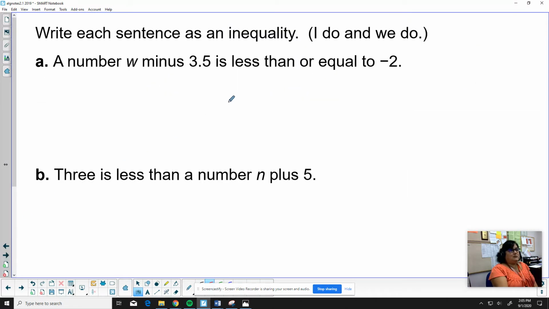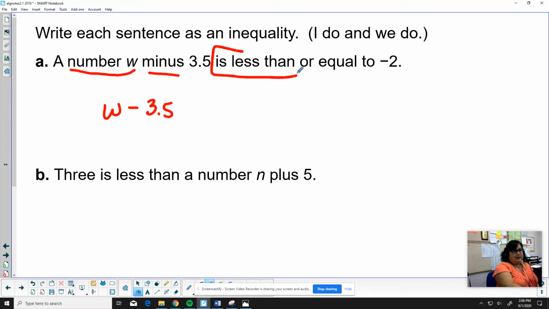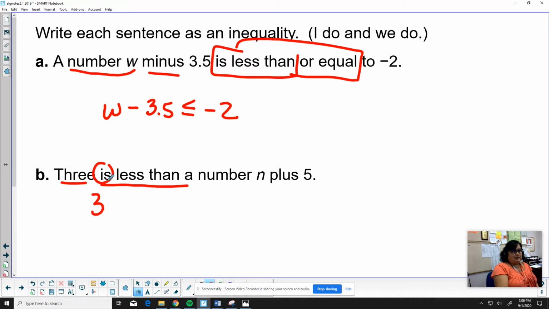All right, so the first thing we're going to do is take the sentences and change them to inequalities, or math looking. So the number W, and remember anytime it says number, we use a letter. So we're going to do W. The word minus is minus 3.5. The "is less than or equal to" is the inequality symbol. So I put less than or equal to and then negative 2. The next one, 3 is less than, I know that's the inequality because it says is less than a number n, so I put n, and then plus 5.